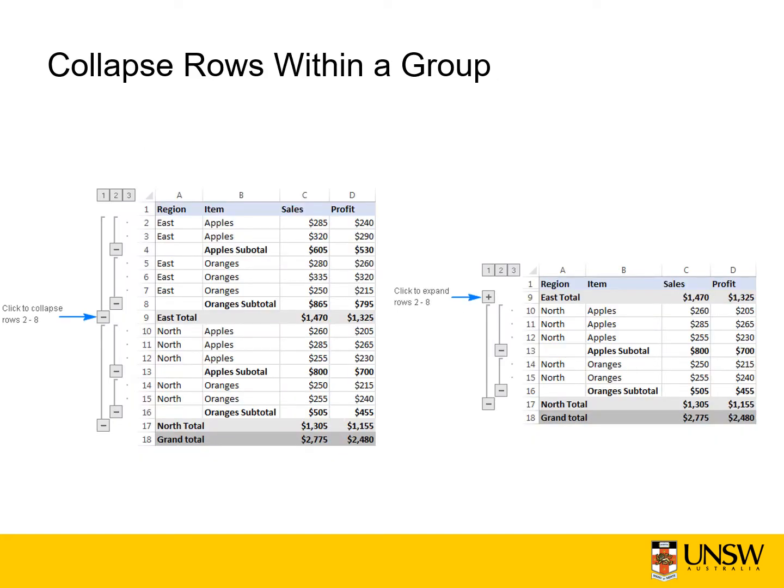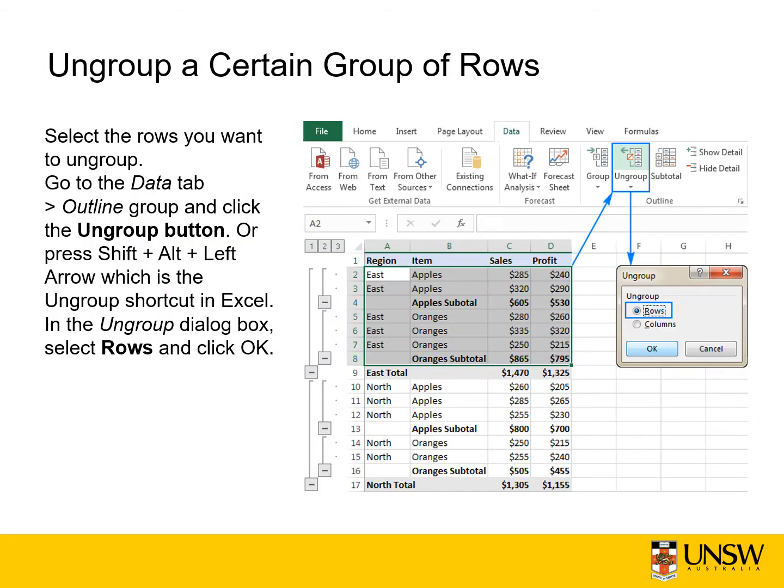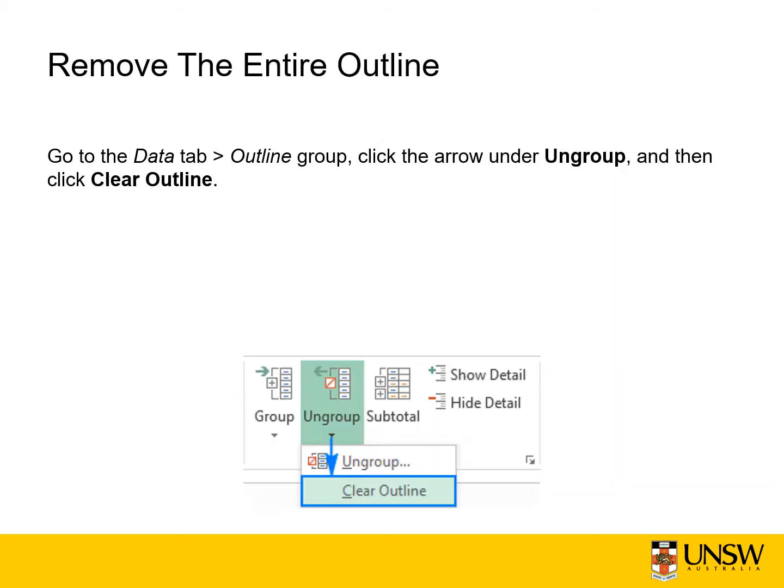When you want to collapse the rows in a particular group, just click the minus button at the bottom of that group's bar. For example, here we collapsed East region group. In order to ungroup some of the rows, you should select those rows and click the Ungroup button. Then from the Ungroup dialog box, select Rows and click OK. In order to ungroup all the rows at once, go to the Data tab, click Ungroup, and then click Clear Outline. The demo in the next slide provides a summary of all the explained grouping features.